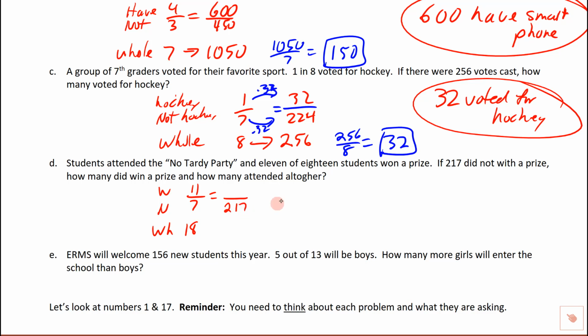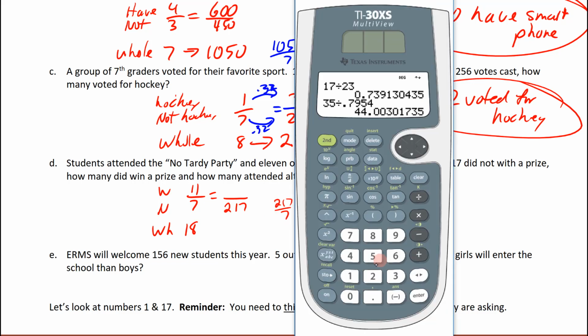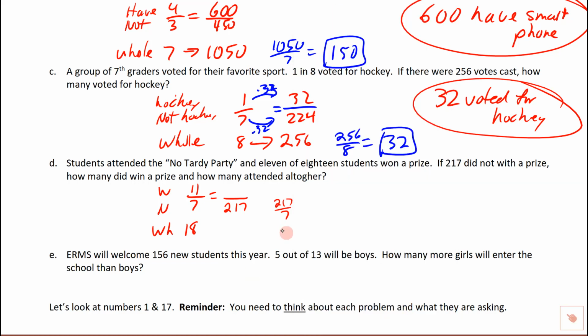And then we want to figure out the scale factor. So let's do 217 divided by 7. We'll pull the calculator up. 217 divided by 7, and we end up with 31. So we've got 31 here. So 31 is the scale factor here. That's going to help us figure out what each one of these numbers are.